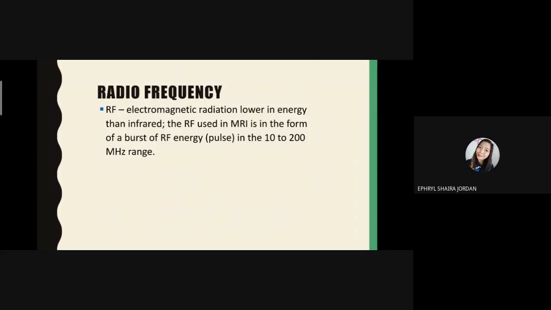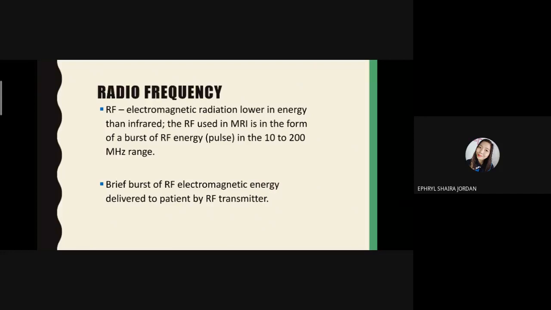Now, what is radio frequency? RF or radio frequency is electromagnetic radiation lower in energy than infrared. The RF used in MRI is in the form of bursts of energy or pulses in the 10 to 200 megahertz range. It is a brief burst of RF electromagnetic energy delivered to the patient by the RF transmitter.